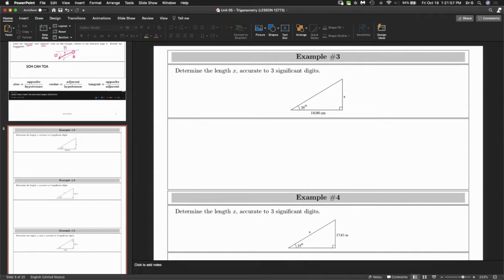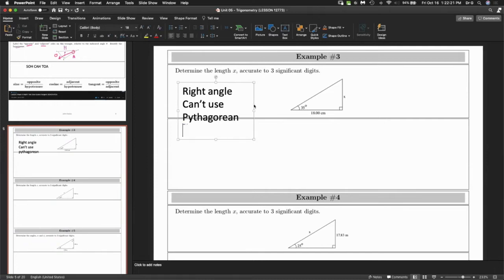Anyway, okay, let's get back on track here because I'm yapping away too much, and I haven't even had a coffee today. Okay, so here's question 3. Now, the question here is to find the length x, but there's an angle involved. So now we have a right angle, and we can't use Pythagorean. So then we've got to use SOHCAHTOA. That's the logic here, okay?